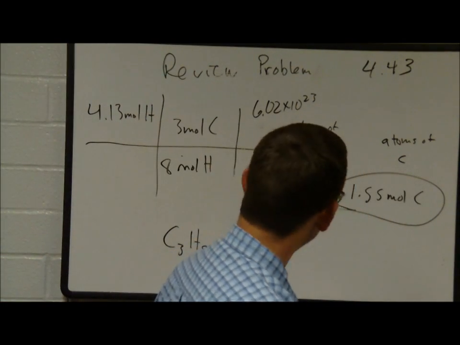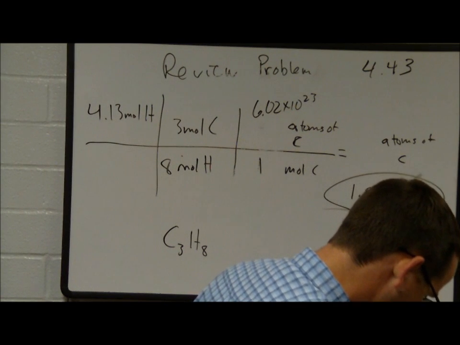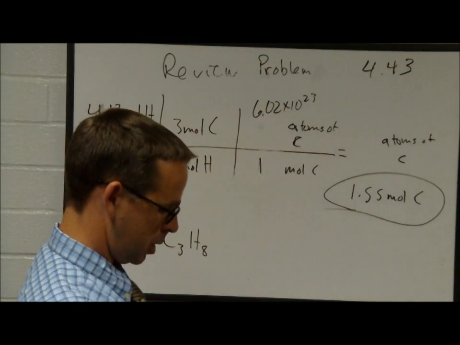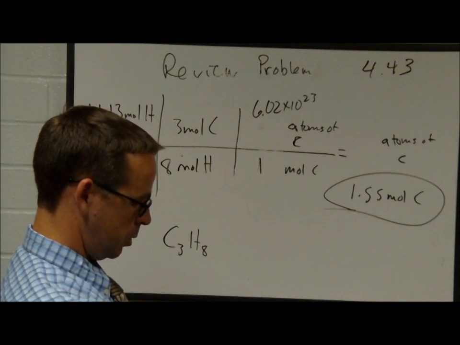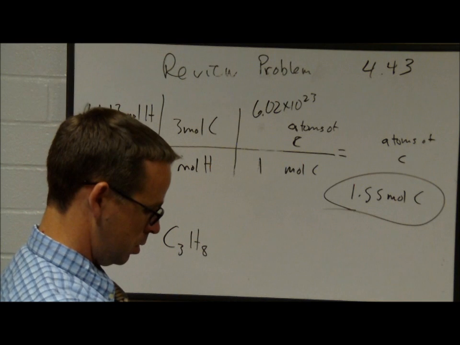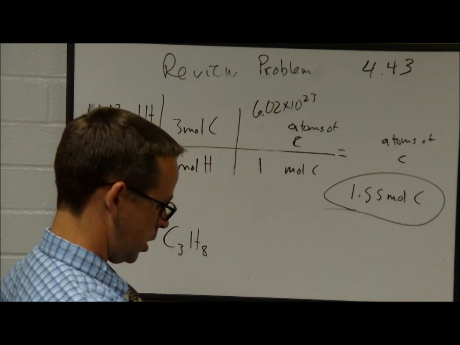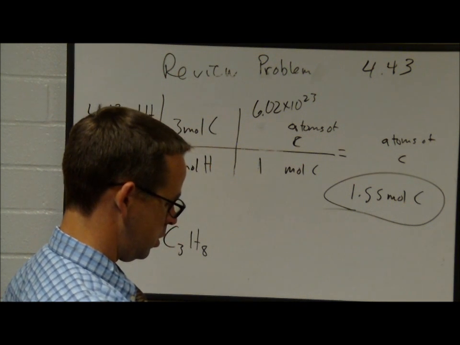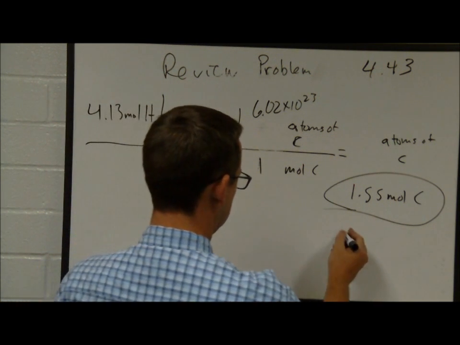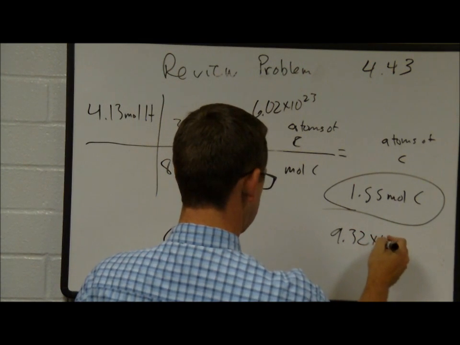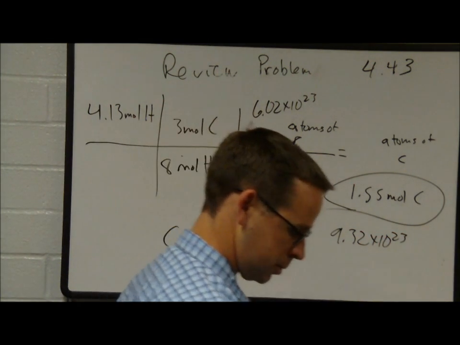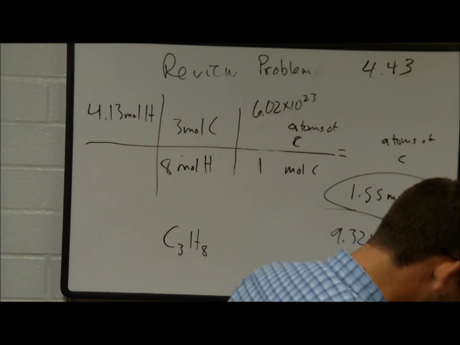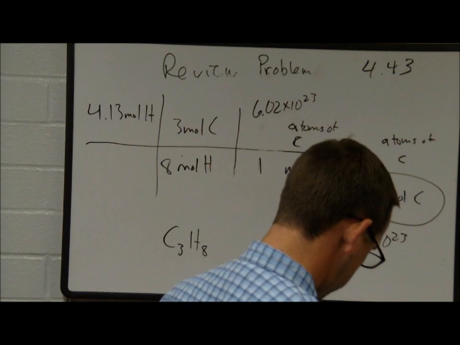So let's see, what did they do? 443, they went to atoms. So we're going to have to put atoms as well. So we take 1.55, multiply by this, or just 4.13 times 3 divided by 8 times 6.02 times 10 to the 23rd. So it's 9.32 times 10 to the 23rd atoms of carbon. Did you do that one right? 43? Yeah. Okay.